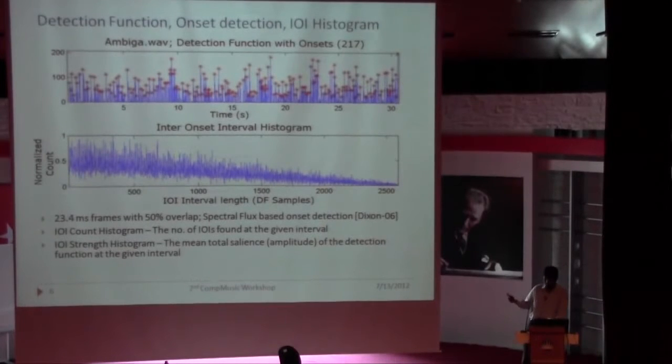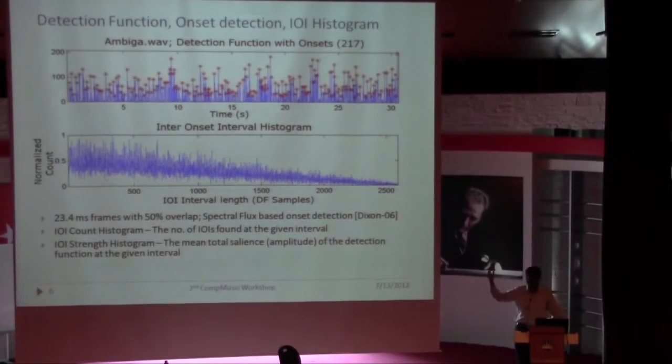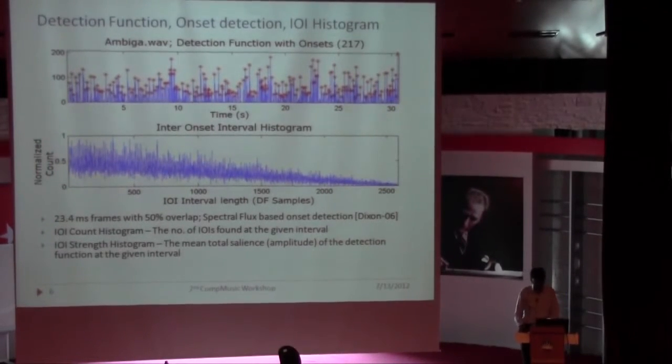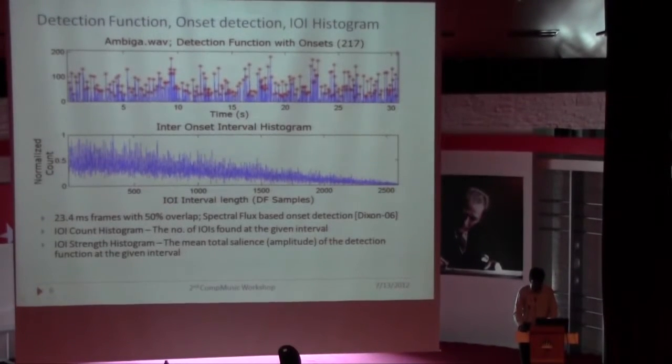So this is an example of detected onsets. The blue lines which you see are the detection function. It's half-wave rectified, and then there's a lot of pre-processing done on that. The red stars which you see are the onsets detected on a particular song. And what you see in the second panel is the onset interval histogram which I was describing. When I say DF samples, it's the frame length, which is about 23.4 milliseconds here.